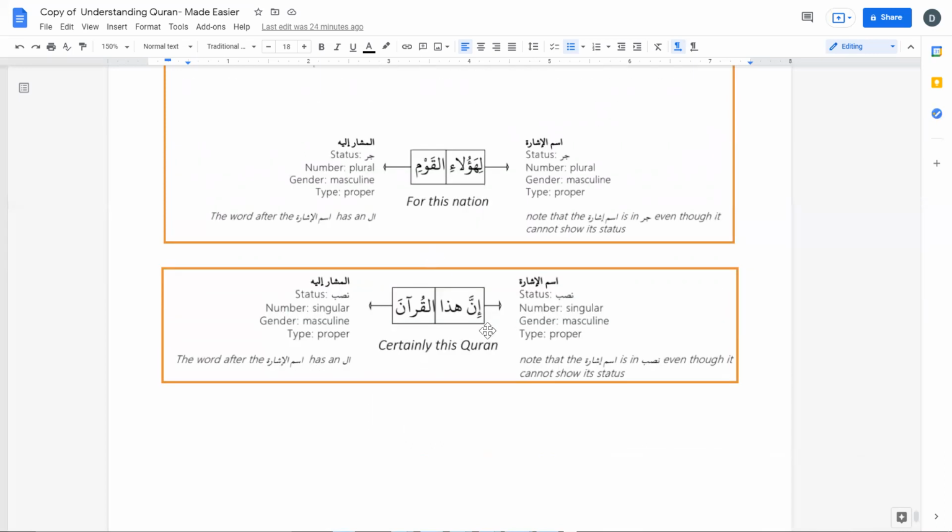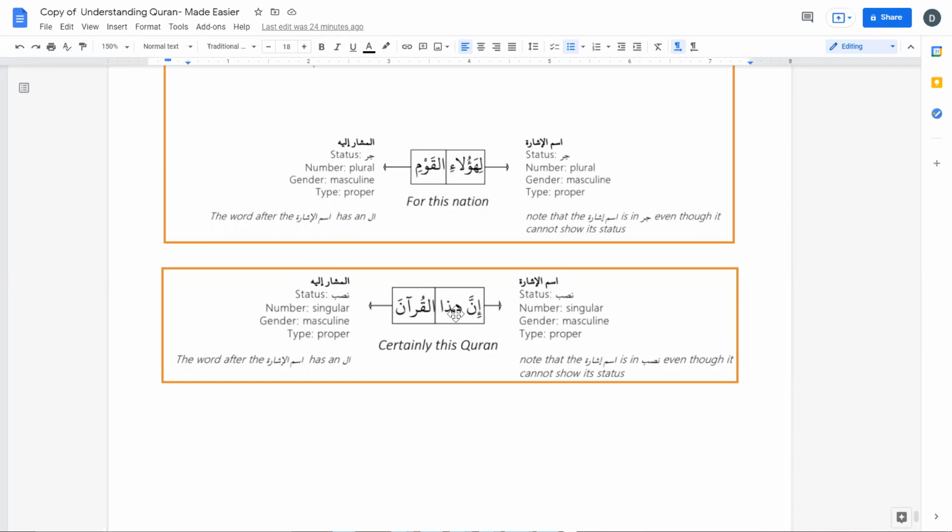The same way over here: inna hadha al-Qur'ana. Now we know that inna is a harf of nasb. So hadha is ism mansoob. Ism hadha is in nasb status because it's following a harf of nasb. And then because hadha is an ism ishara and al-Qur'an is the mushar ilayh, the mushar ilayh also takes the status of nasb because it's following hadha, which is in nasb status.